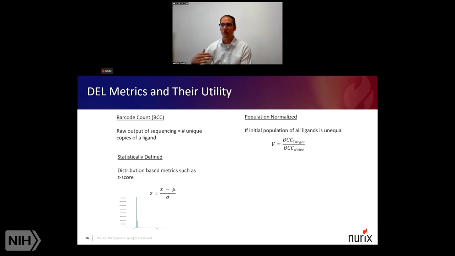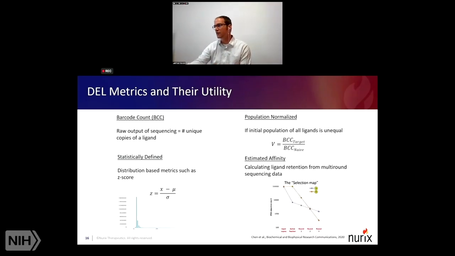Another approach that you can take to defining an enrichment metric is something that's going to be statistically defined. So we can have pretty drastic differences in the absolute magnitude of enrichment that we're seeing from one selection to another. So by normalizing these to the distribution of enrichment that you're seeing from a given selection, it can make it a little easier to compare enrichment from two different selections directly. And finally, there was an interesting paper published last year where a group from Pfizer and Hitgen had used multiple rounds of selection to get an understanding of how much of each ligand is being retained from round to round.